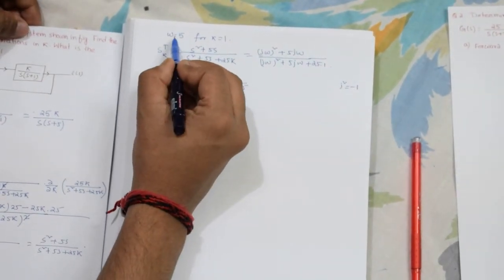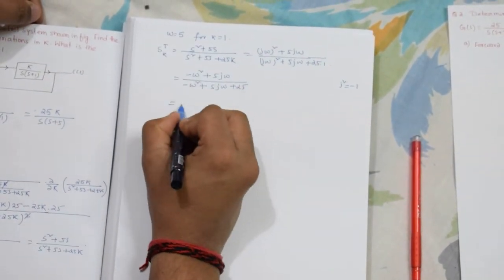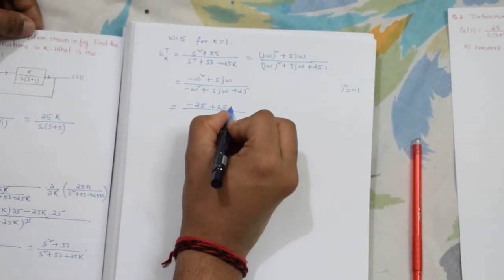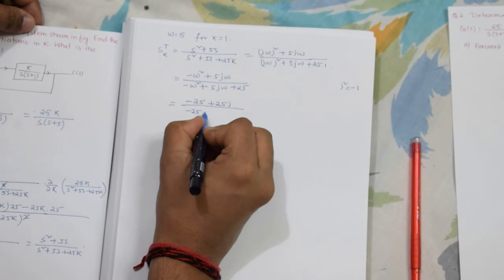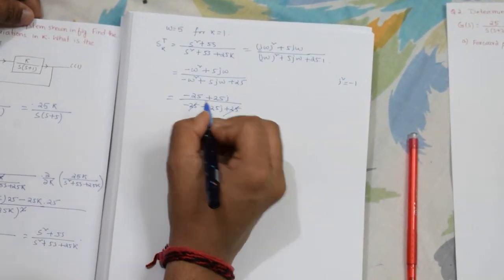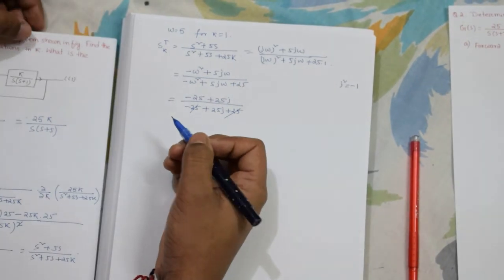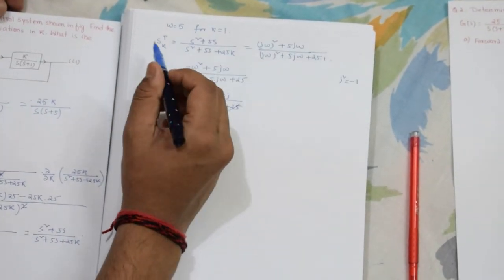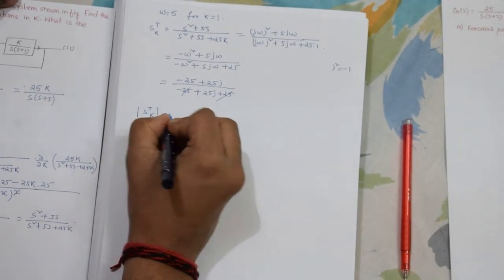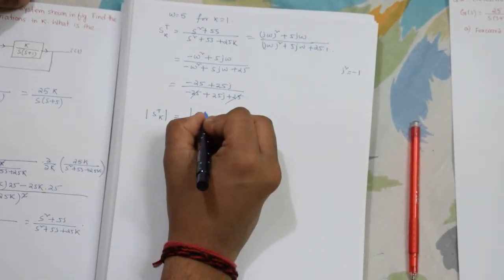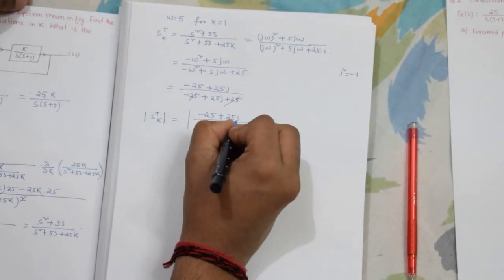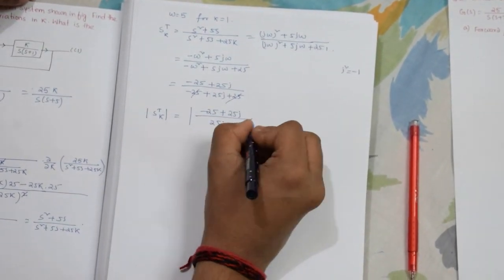And the value of omega is 5, so it will be minus 25 plus 25j by minus 25 plus 25j plus 25. Cancel this 25. Now the magnitude of sensitivity, which is this one, is minus 25 plus 25j by 25j.